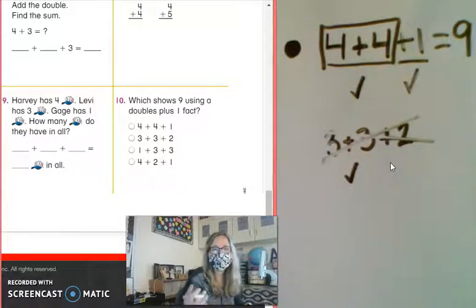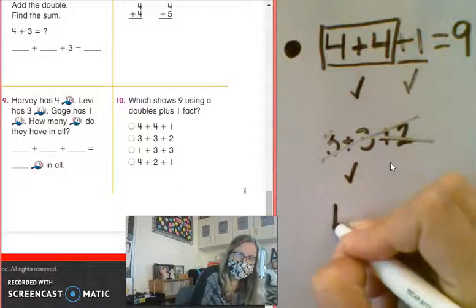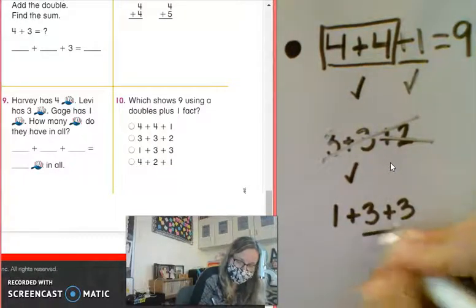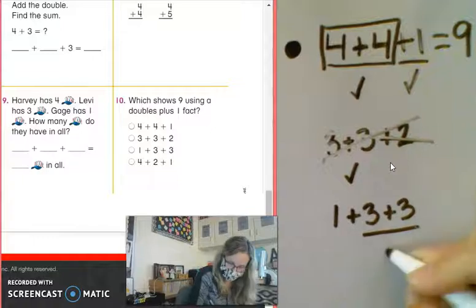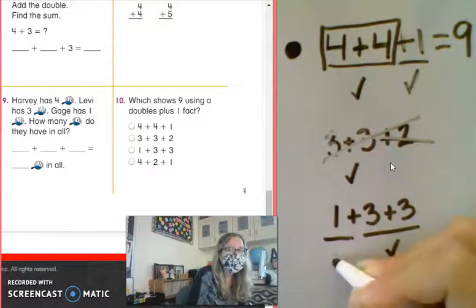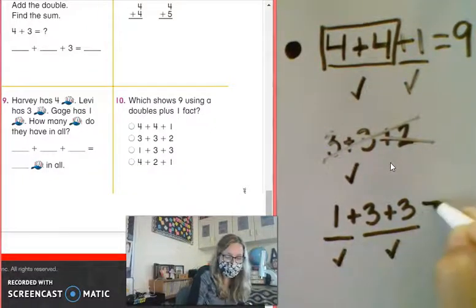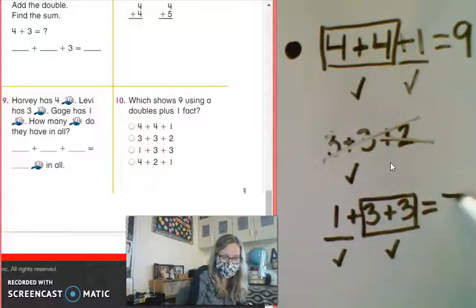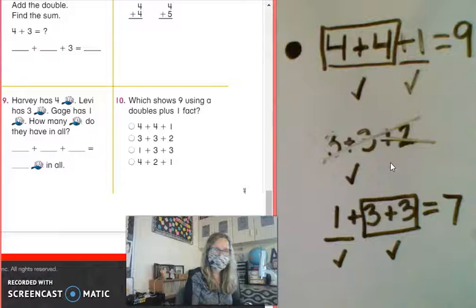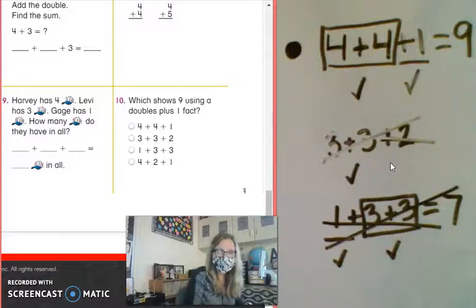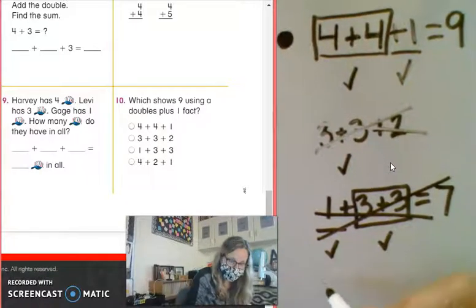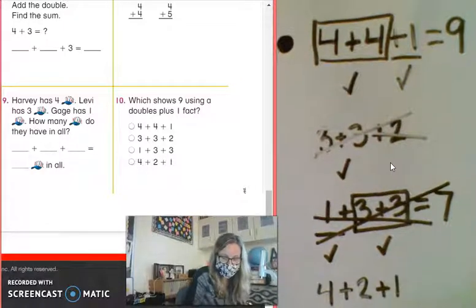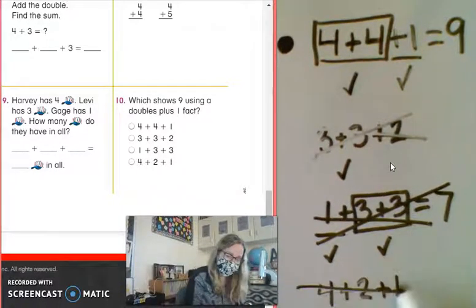All right, let's take a look at the third one. We have 1 plus 3 plus 3. There's my doubles. Now there's my plus 1, so there's that part. But does it equal 9? 3 plus 3 is 6, plus 1 more is 7. No. So does it work? No. And then my last one on that page, I have 4 plus 2 plus 1. Do I have a doubles? No, so that one doesn't work.